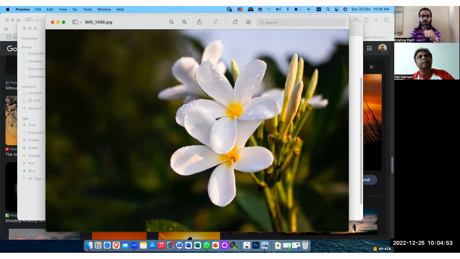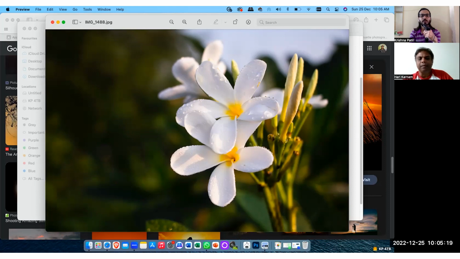What was the rule we actually learned in the last lecture? If you are using a shorter focusing distance, then you will get a much more blurred background. But if you are using a greater distance between your camera and subject, a big focusing distance, then you will get a sharp image.